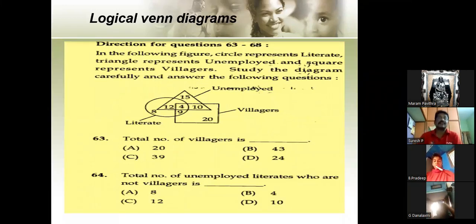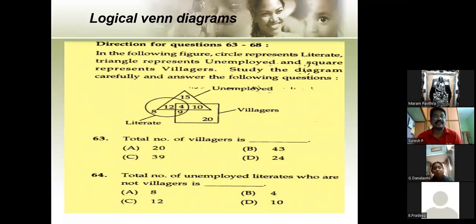Now coming to the next one. This is called logical Venn diagrams. One Venn diagram is given here, and you have to identify the things. The circle represents the literates, the triangle represents the unemployed, and the square represents the villagers. Study the diagram carefully and answer the following questions.